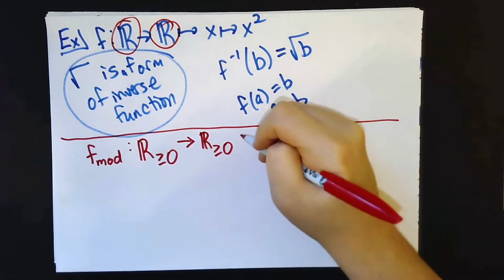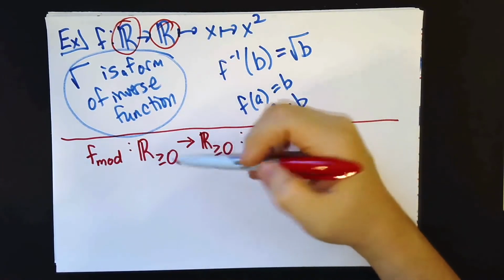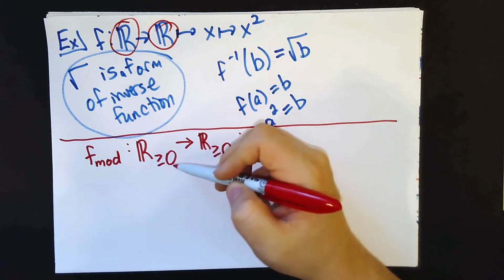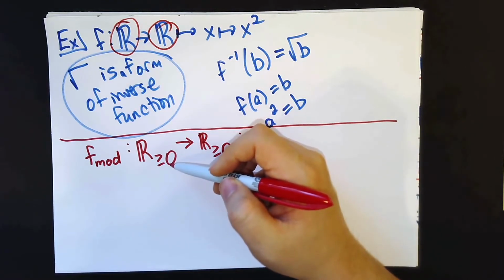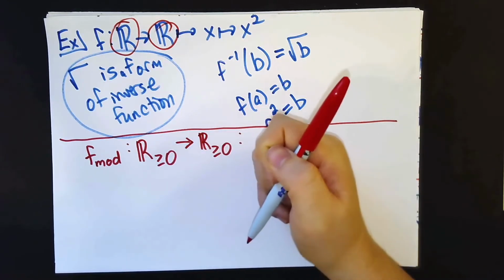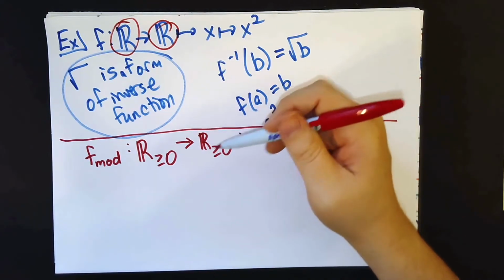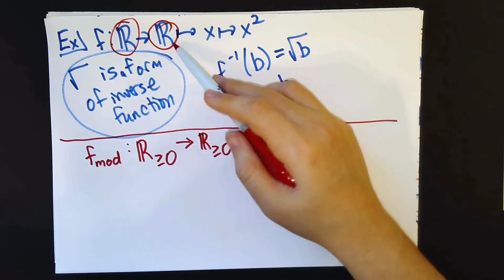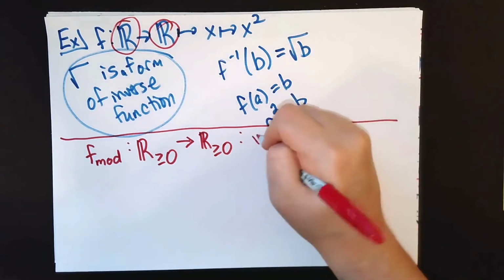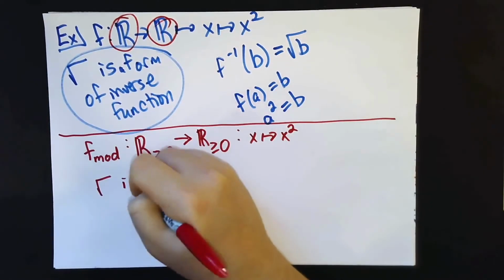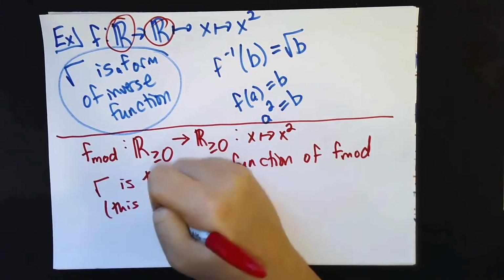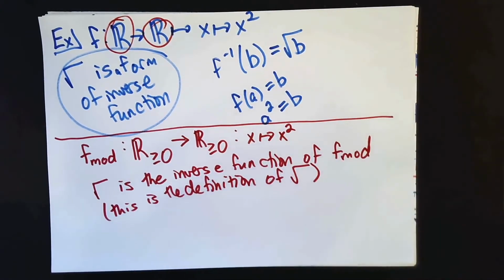Now note, even though I got the same answer in both of these cases, it's for very different reasons. This greater than or equal to 0 was really a choice I made so that no two inputs in this domain map to the same output under x squared. And this one is, in fact, just replacing this R with the image of the function x maps to x squared. But here's what square root really is. Square root is really the inverse function of f mod. Okay, and I want to stress, this is the definition of square root.